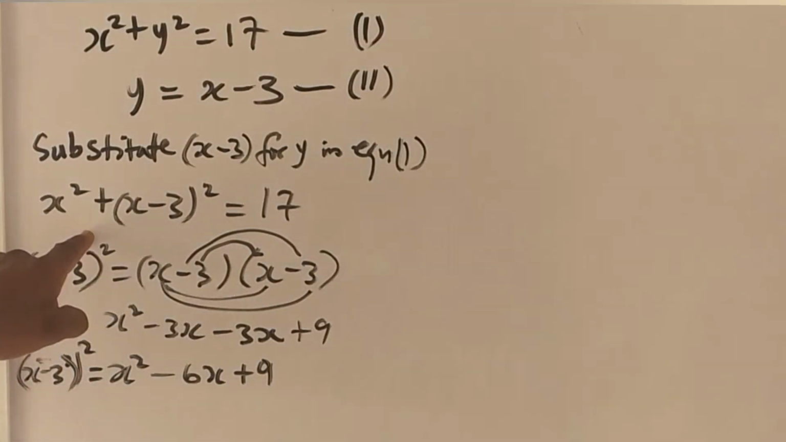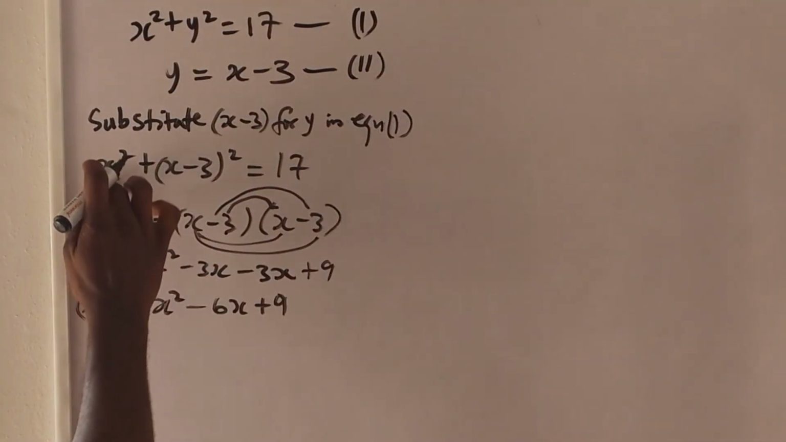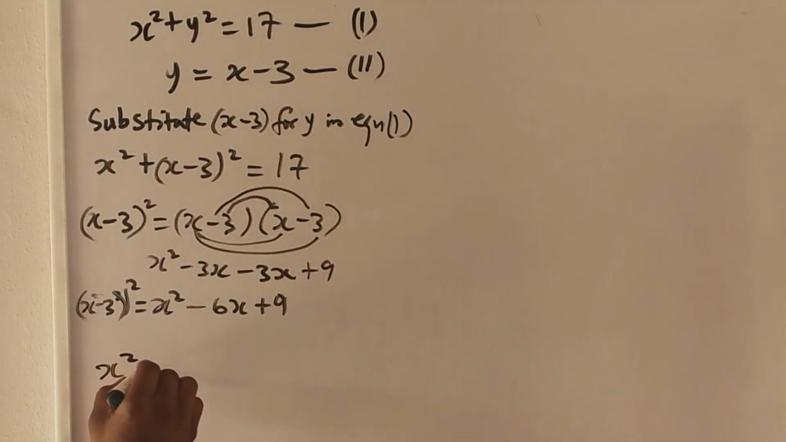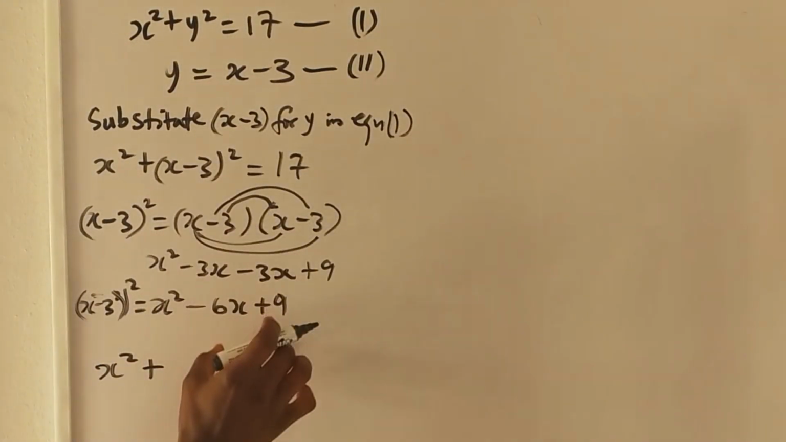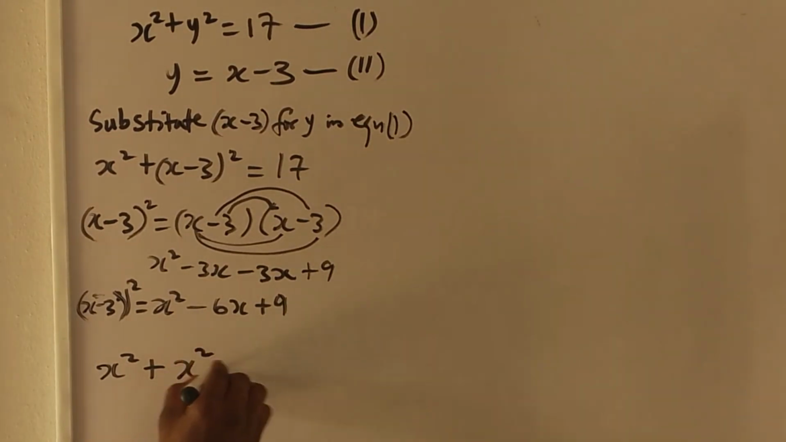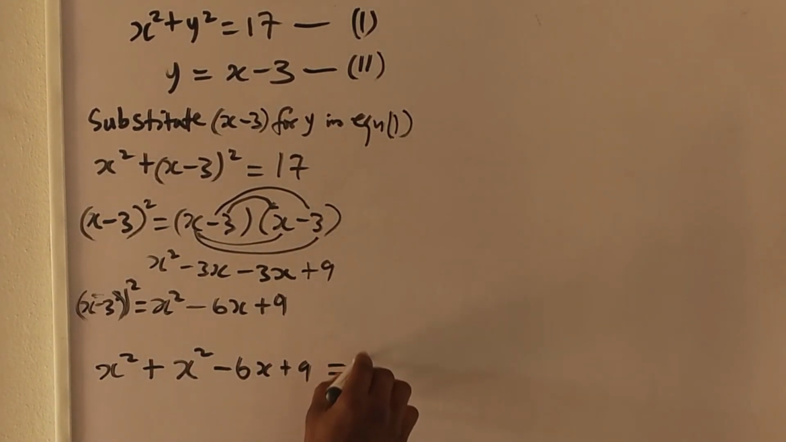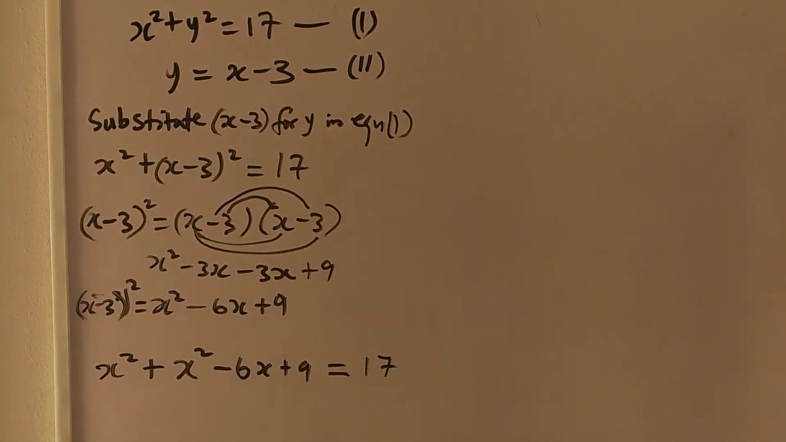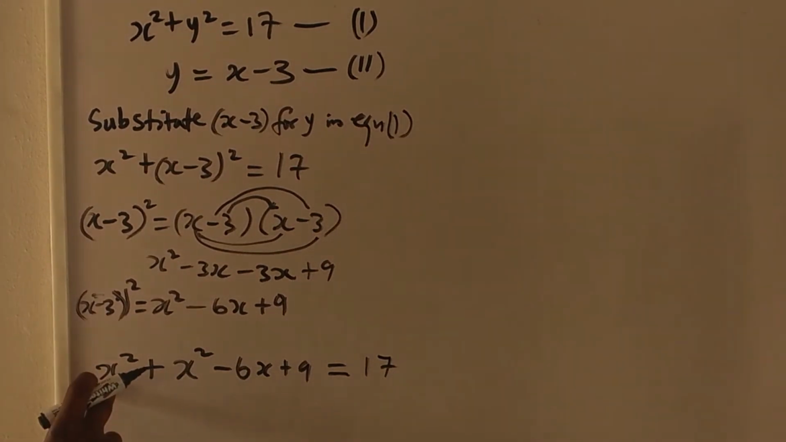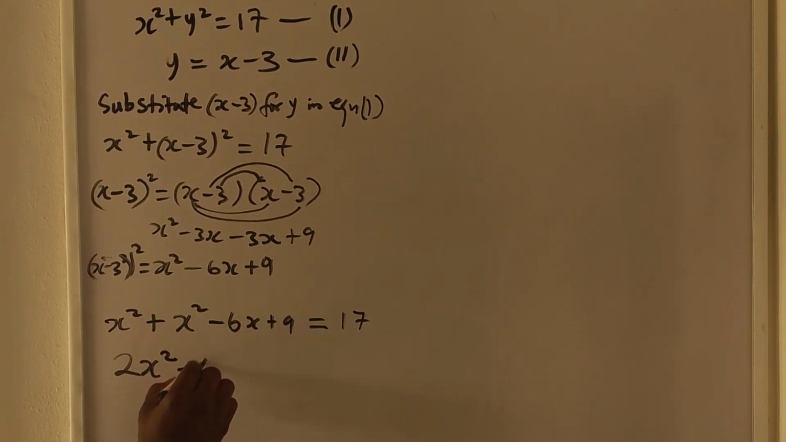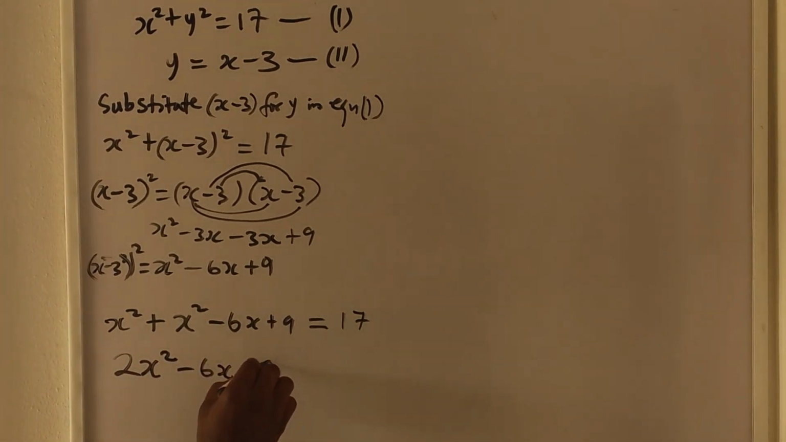And that is what our x minus 3 squared gives. So bringing it back to this equation, you're going to be having x squared plus, instead of x minus 3 squared, it will be x squared minus 6x plus 9 is equal to 17. So x squared plus x squared gives us 2x squared minus 6x plus 9 is equal to 17.